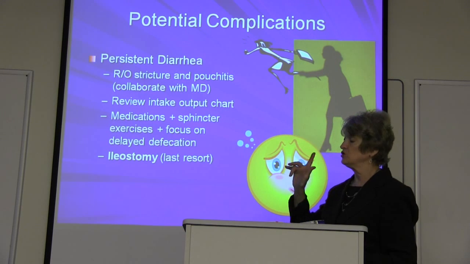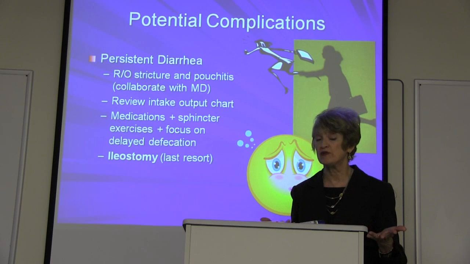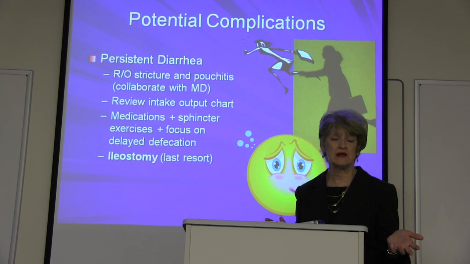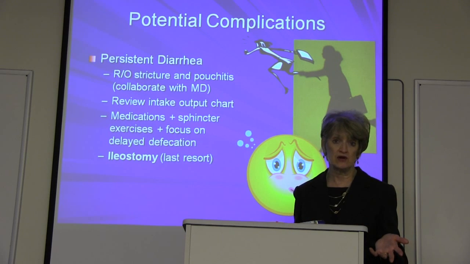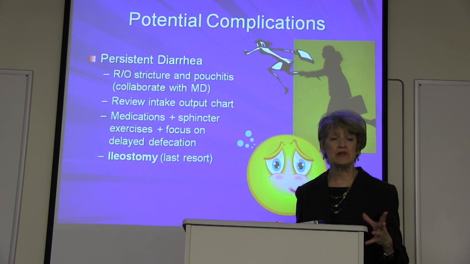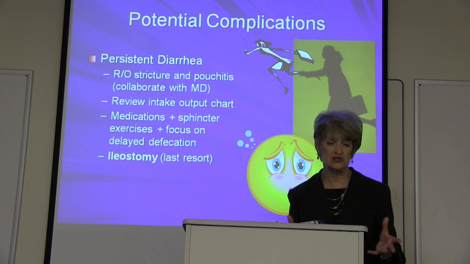So the first thing you want to do is realize that diarrhea can be caused by a number of different things. Maybe it's caused by their diet. Maybe the problem is they have never stretched their reservoir. But it could be that they have a stricture or that they have pouchitis. So a very good place to begin is by ruling out stricture, ruling out pouchitis. And you're going to be working with the physician to do that.